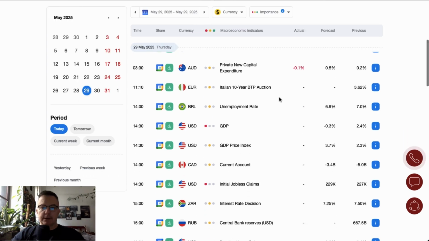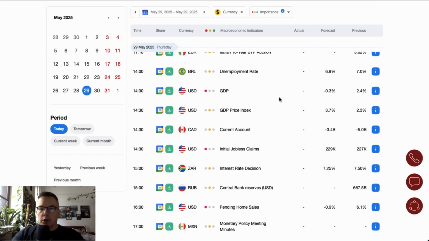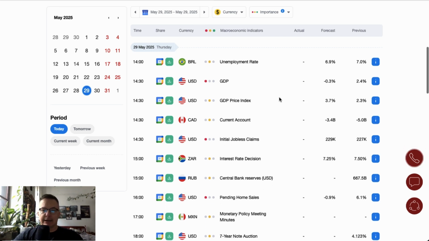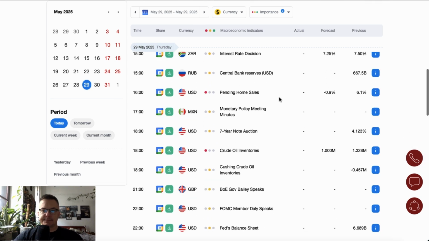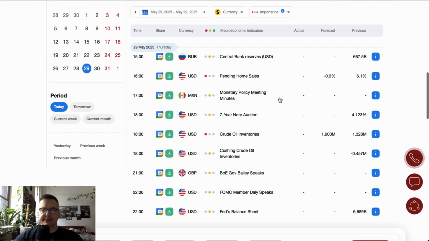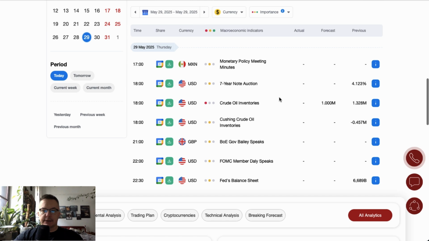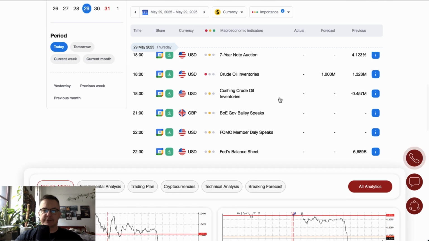We are waiting for the data from the US, which is scheduled for release at 2:30, and this data is of course the US GDP. At the same time, we got the initial jobless claims scheduled for release and current account data from Canada. Pending home sales are scheduled for release at 4 o'clock. Then we have the 7-year note auction at 6 o'clock, and at the same time we got crude oil inventories data scheduled for release together with the Cushing crude oil inventories.